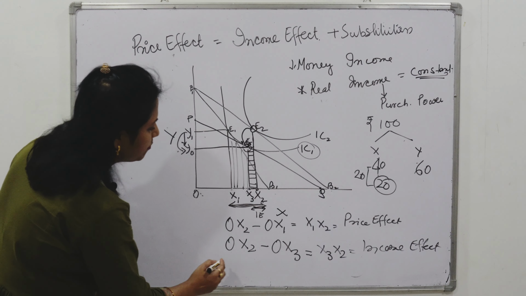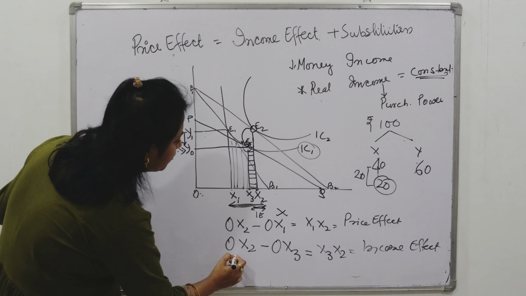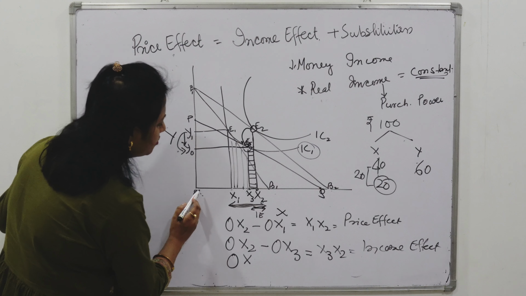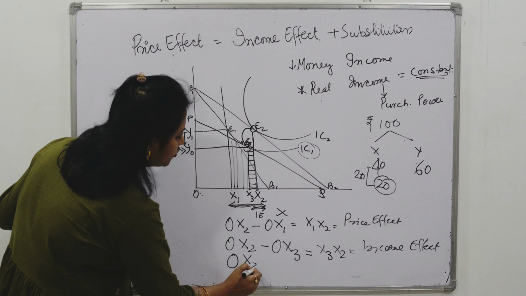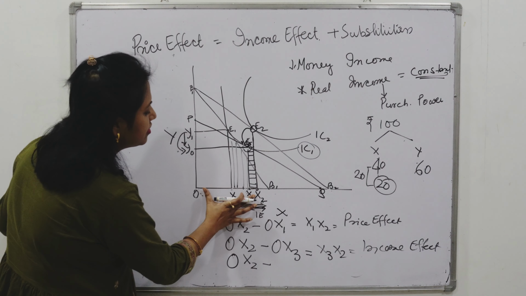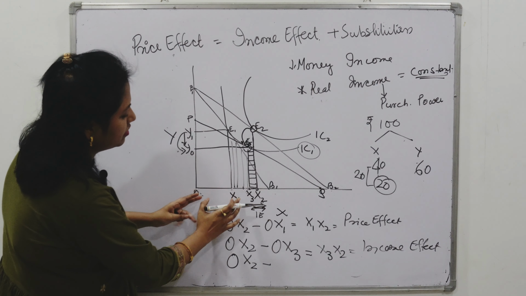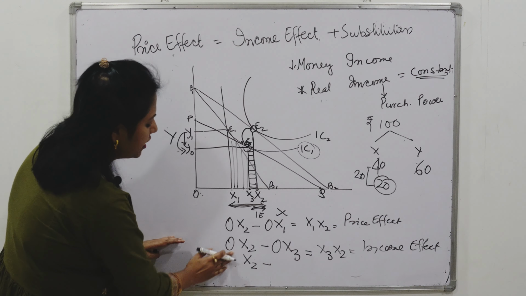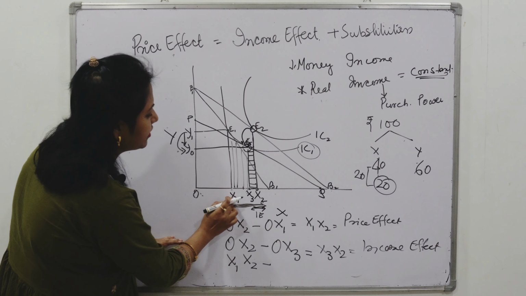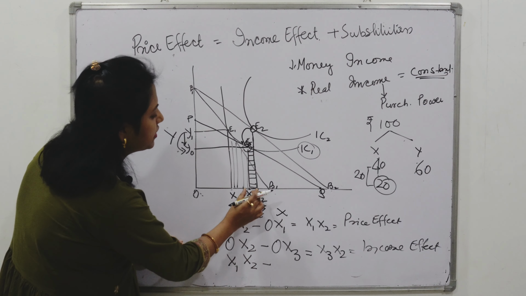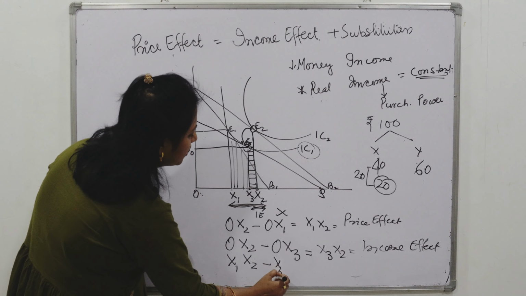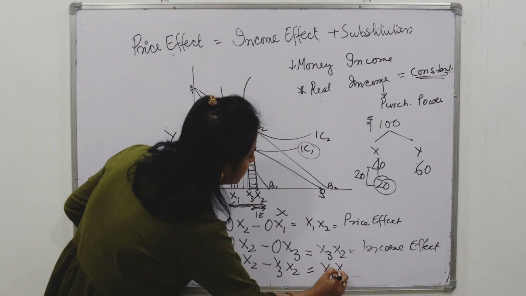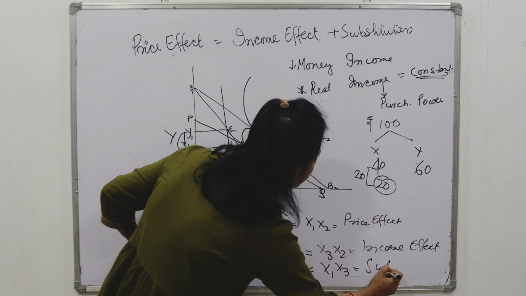So let's write it here. Our original demand is OX1, and the demand has increased to OX2. We'll see what my price effect is. My price effect is X1, X2. From this, I will subtract my income effect X3, X2. So what is left is X1, X3. This is my substitution effect.